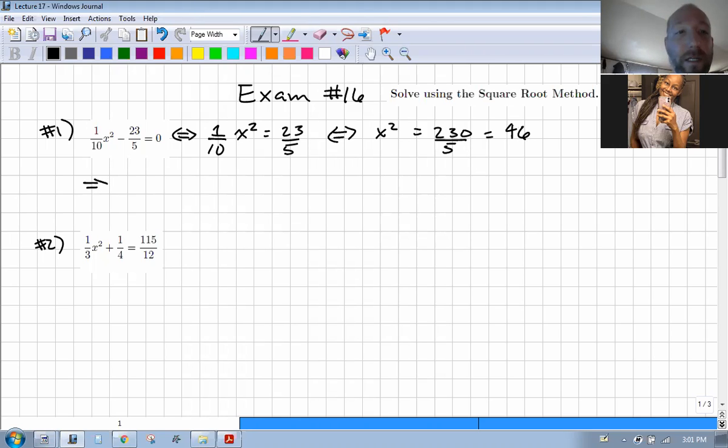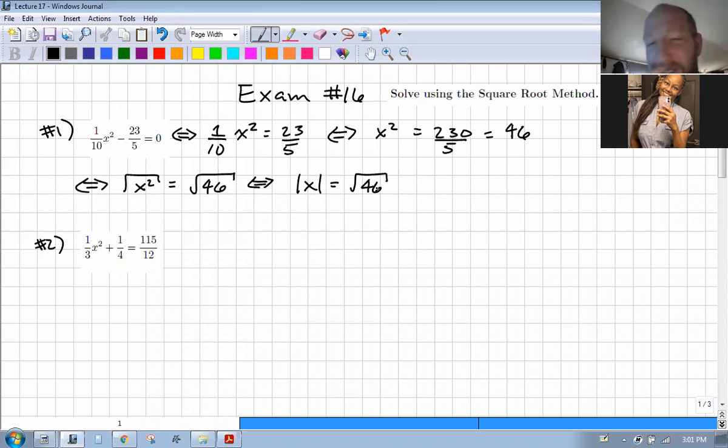So now we can square root both sides. That gives us the absolute value of x. So square root of 46. 46 is 2 times 23. 23 is prime, so we can't really simplify this any more than that. So we get plus minus the square root of 46.